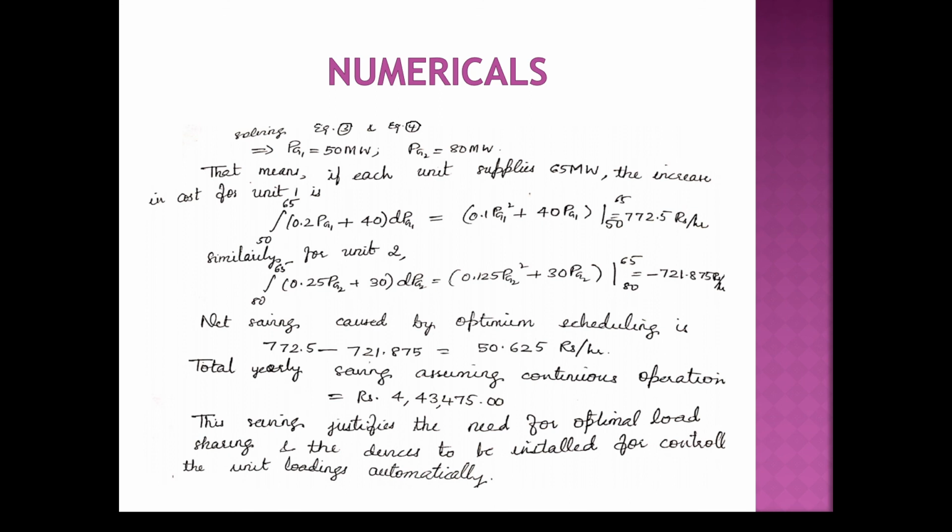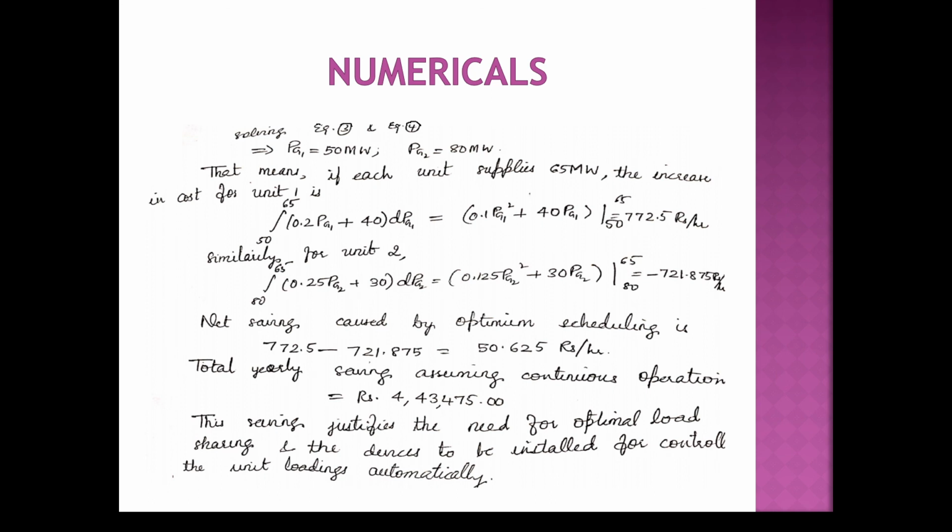So if each unit supplies 65 megawatt, the increase in cost for unit 1 will be what? Integral of 0.2 Pg1 plus 40 dPg1, and when you do the integration and the substitution of the lower and upper limits, we get the value for unit 1 as 772.5 rupees per hour. Similarly for unit 2, we get minus 721.875 rupees per hour. So net saving cost by optimal scheduling will be what? 772.5 minus 721.87, the addition of these two. Okay. So 50.625 rupees per hour.